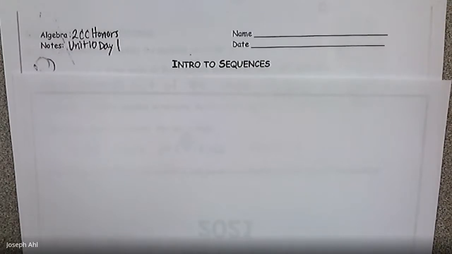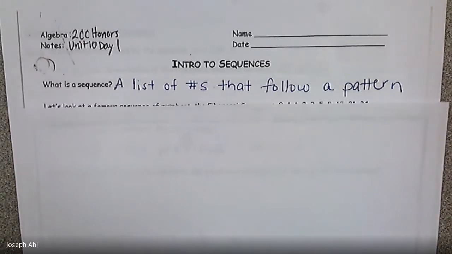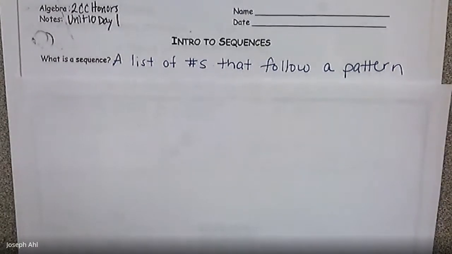So let's start with what is an actual sequence. You learn sequences as early as elementary school. My daughter does sequences all the time. For us, it's going to be a list of numbers that follow a specific pattern, right? When you learn sequences as a young child, you're probably looking at shapes that follow a certain pattern, maybe within colors and things like that. But for our purposes, we're going to be looking at numbers that follow very specific patterns.